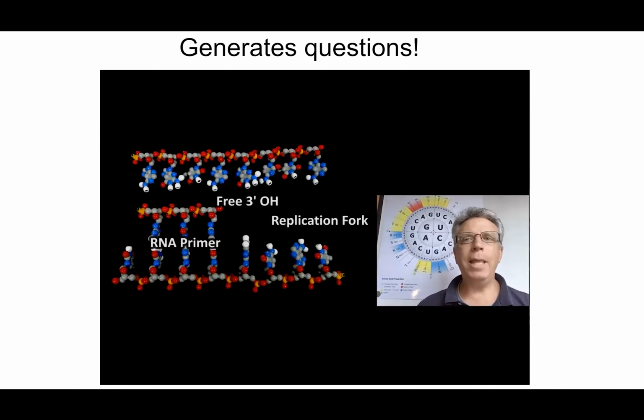And then we get to the really interesting stuff. Now, what I'm about to show you is stuff that I was modeling out for my students, and then my students started asking these questions. So these aren't my questions, these are my students' questions. So we see that we have a replication fork, and I put an RNA primer on there because we're always talking about an RNA primer, and I could model it with dynamic DNA.